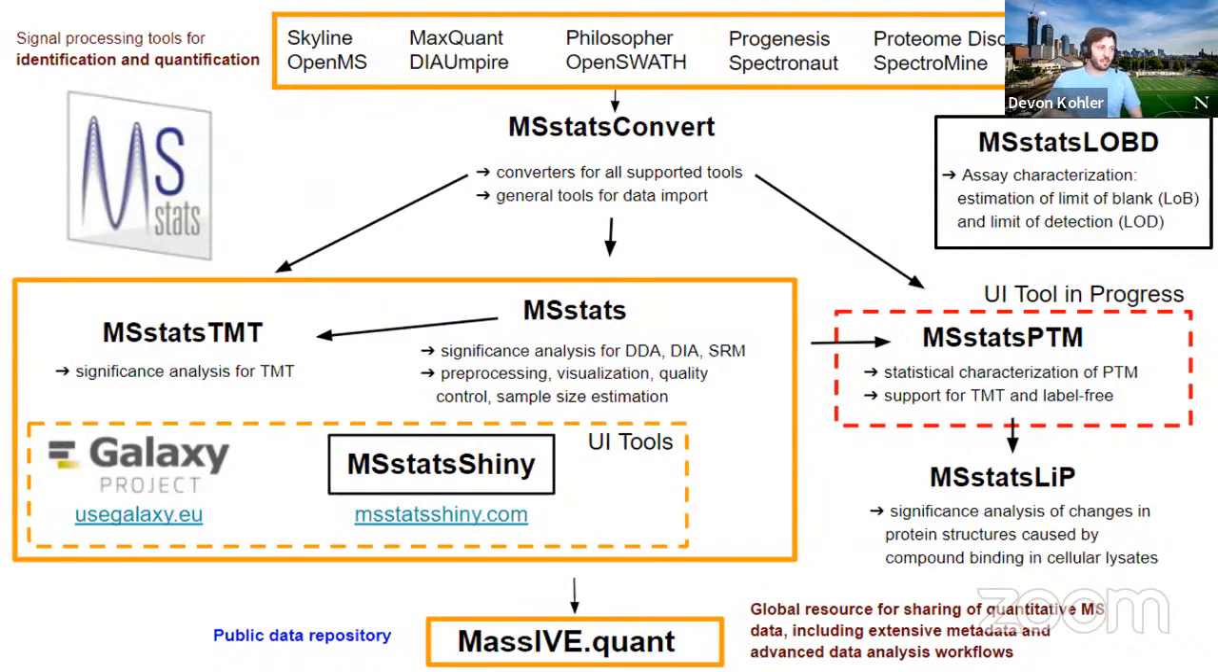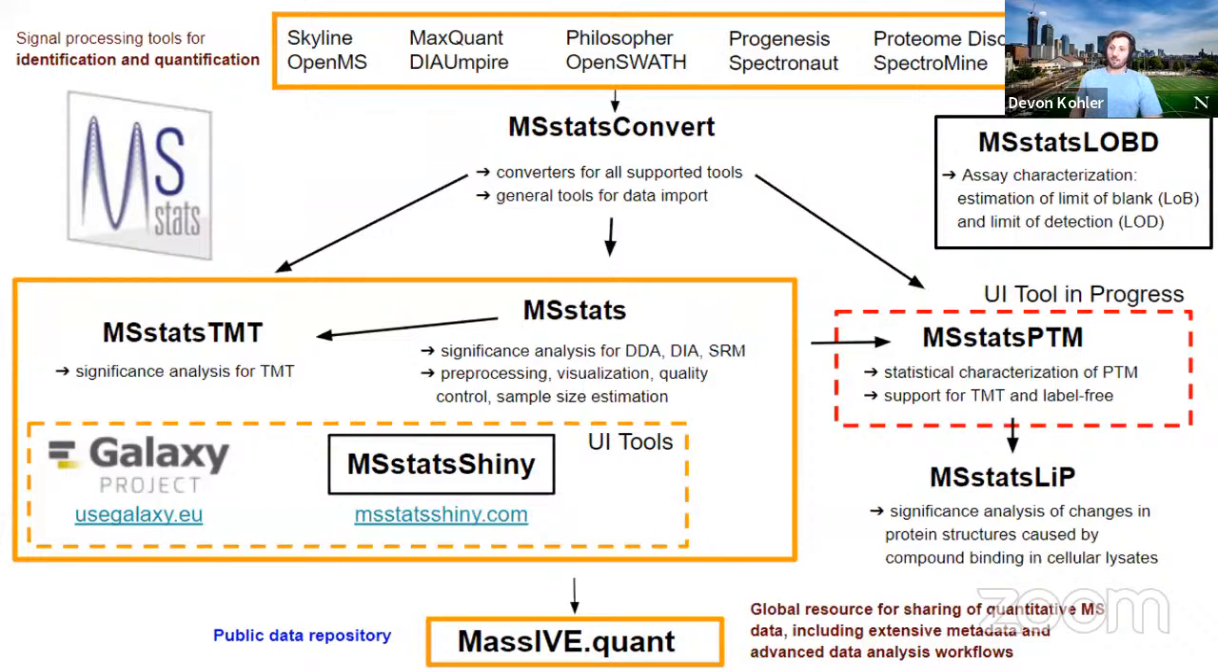Okay, so I think Olga showed this slide a bit yesterday. This is the high-level overview of all of the different packages and how they work. So I wanted to go through it real quick and just show you what is going on, because it can be a lot. At the top, you can see all of the different signal processing tools that we currently have converters for. So you can see like Skyline, MaxQuant, Philosopher.